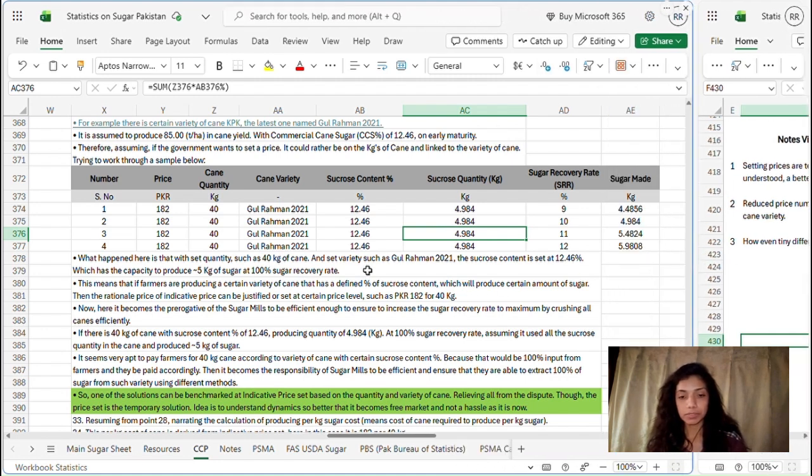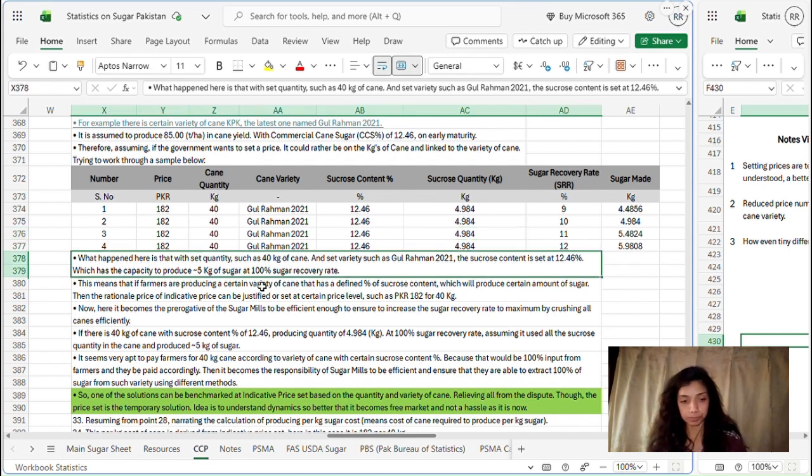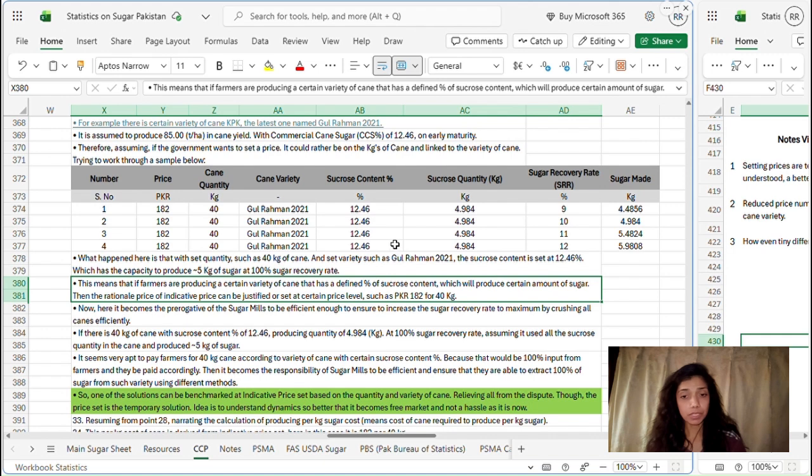So it is just explaining that at 40 kg of the cane, the variety of Gur Rahman 2021, where the sucrose content was 12.46% in that sugarcane, had a capacity to produce approximately 5 kg of sugar if the sugar recovery rate is recorded at 100%. So that was the maximum limit of sugar being produced at that percentage of sucrose content in it.